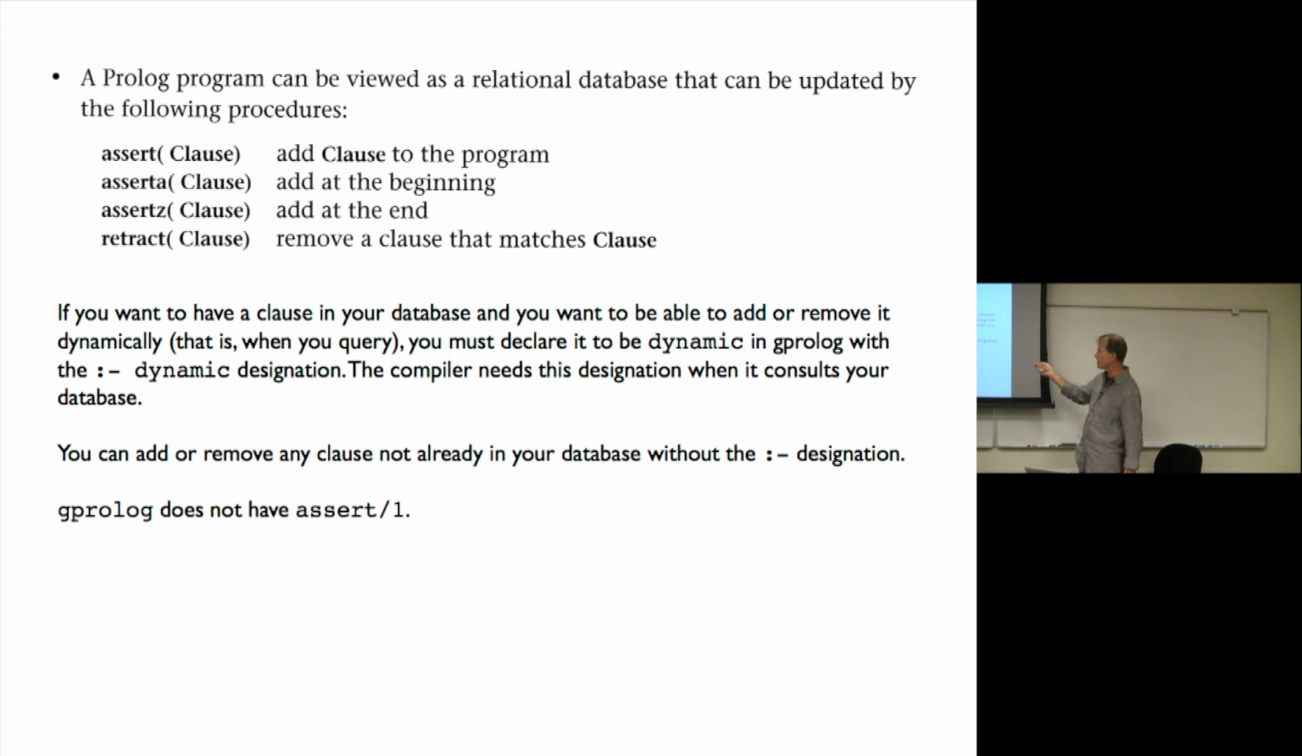So if you want to have a clause in your database that you want to be able to add or remove dynamically, when you do a query, you must declare it to be dynamic in gprolog with this declaration. The compiler needs this designation when it consults your database. Now, here's the thing. You can add or remove any clause not already in your database without this designation. But if there are some clauses in there that you do want to add, to assert or delete, you have to state that they're dynamic. Are you with me? So these are efficiency considerations.